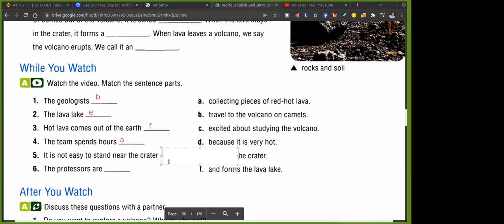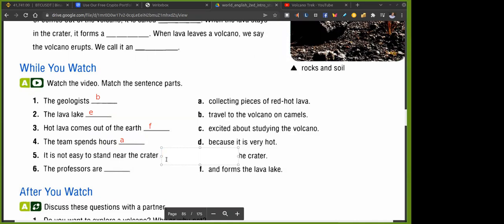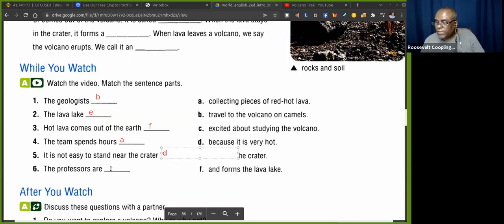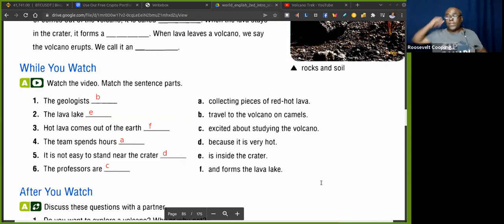Okay. Number 5. It is not easy to stand near the crater. Letter D, because it's very hot. And the last one. The professors are, letter C, excited about studying the volcano. That's okay. Right. So they are excited about studying the volcano.